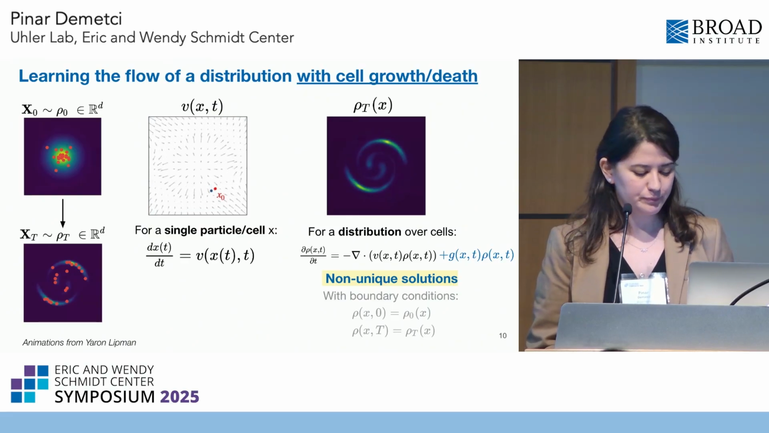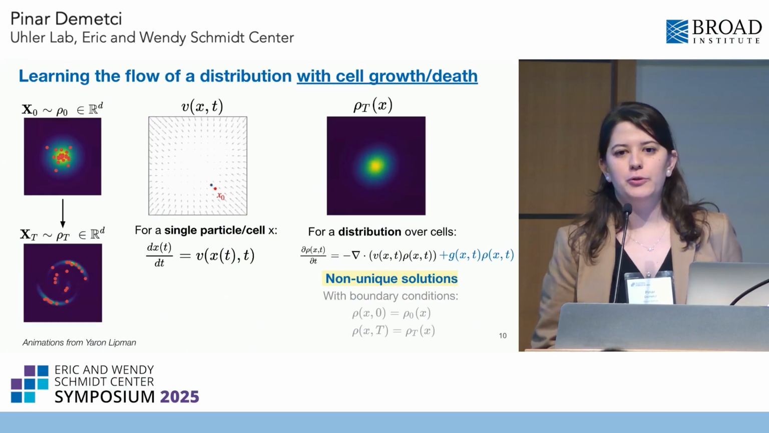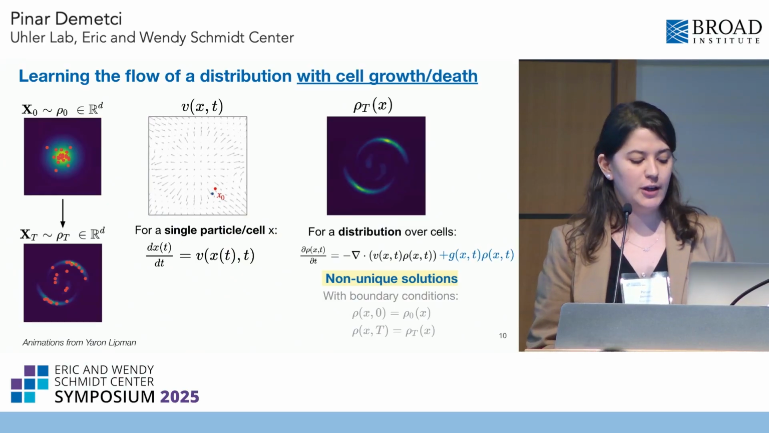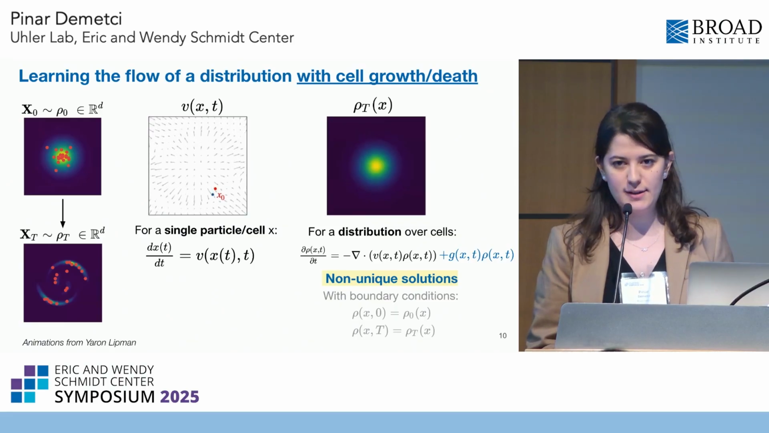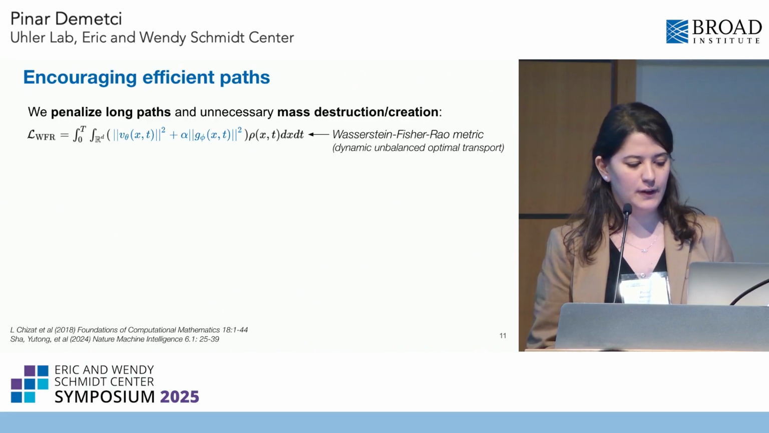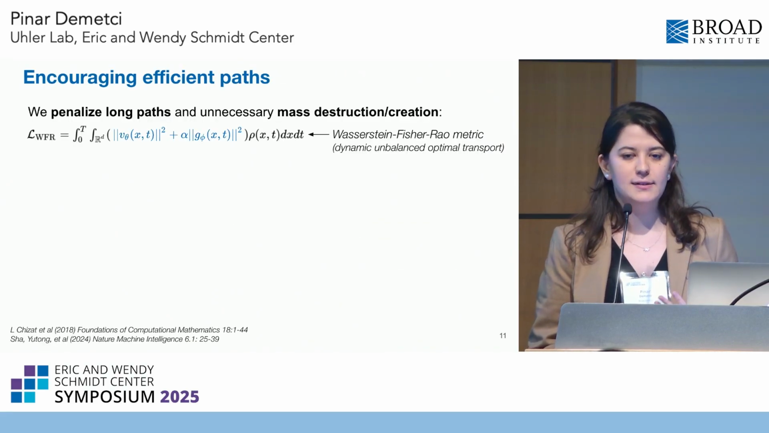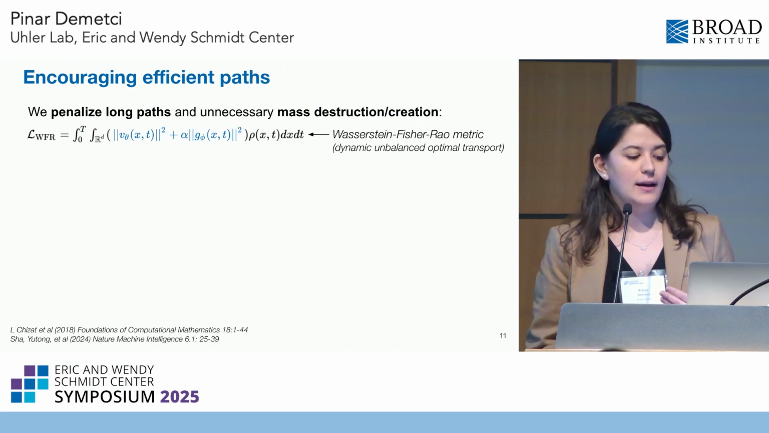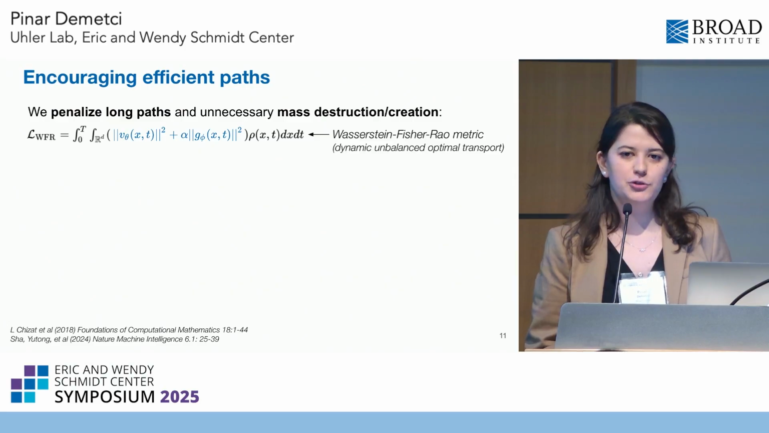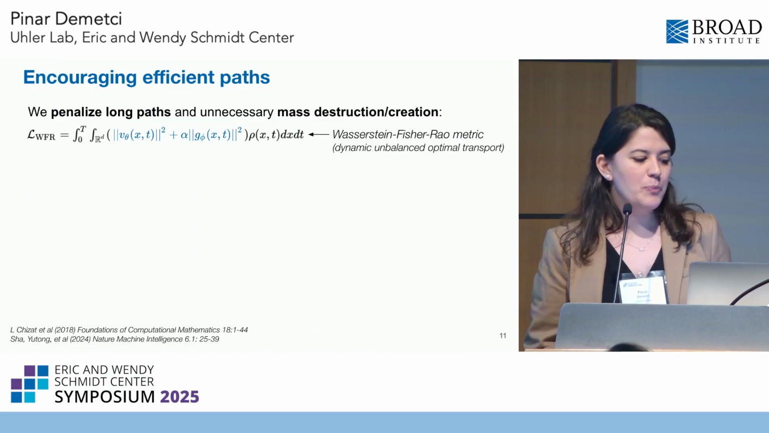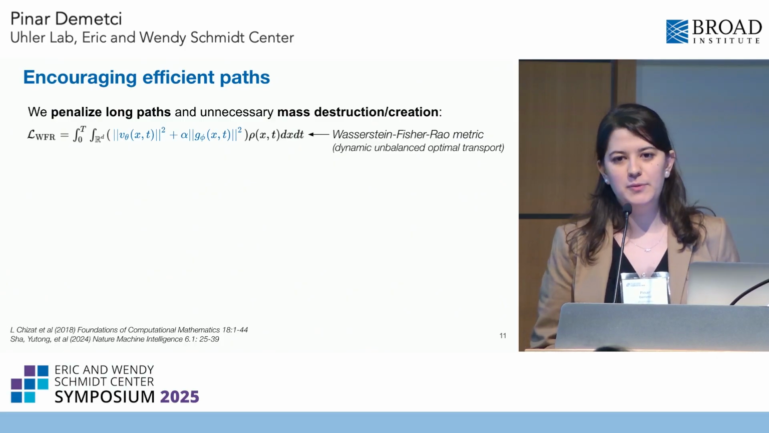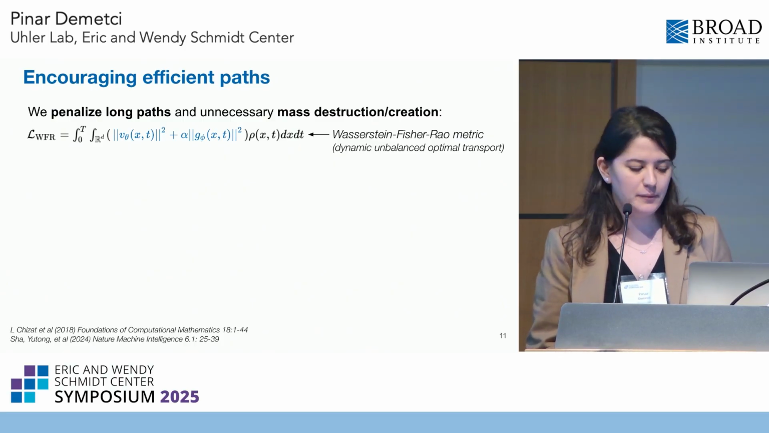model as well. There's no unique solution to this setup because the continuity equation could be satisfied with multiple different velocity fields. So that requires us to make some assumptions on the velocity field. And we're going to basically penalize long paths and unnecessary mass destruction. So basically trying not to make any changes to gene expression or the density distribution unless we need to in order to explain the data. And this basically defines an optimal transport distance in the dynamic setting.